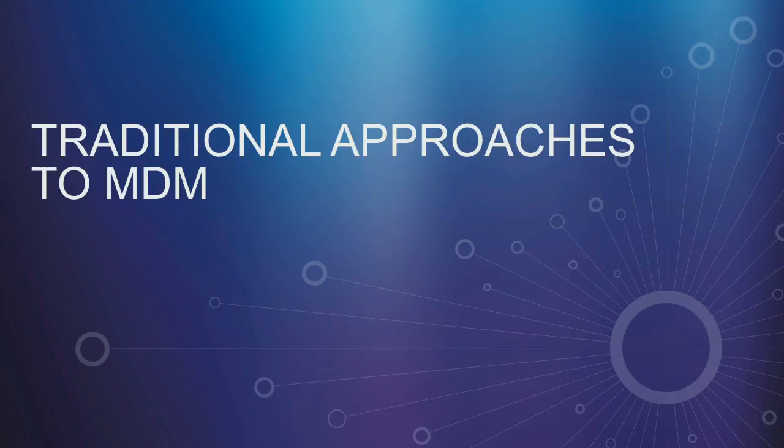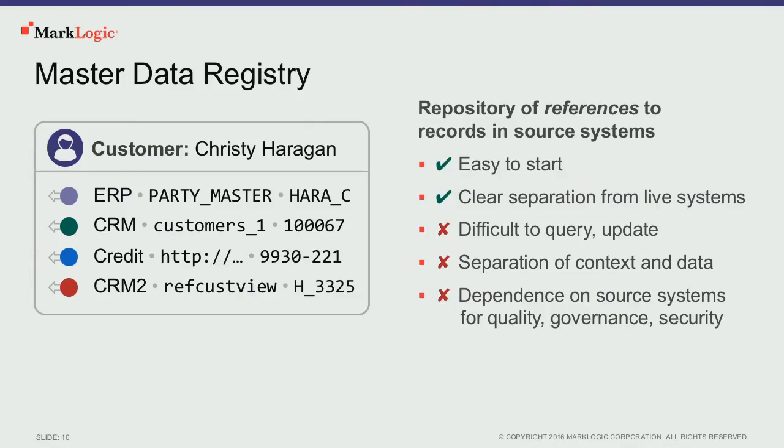So we'll talk about how people have tackled this with traditional approaches. The first is to establish a registry. You can think of a registry as just a set of pointers to those records in the source systems. So you could have your ERP system, it will have the party master table, and that's where the customers, you wouldn't know that from looking at the name of that field, but that's where the customers live. And so this registry will have pointers to how you find those records.